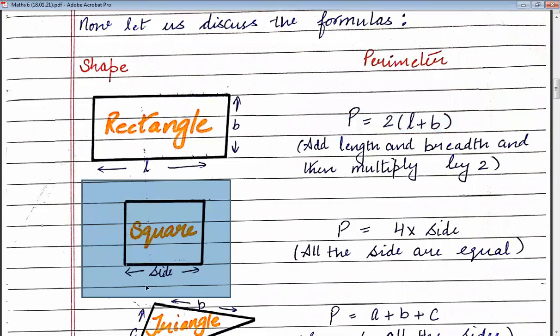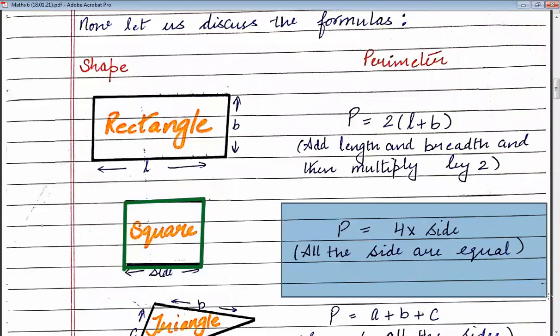Now children, you know that in a square, all the four sides are equal. All the sides are equal. So suppose if it is 4 centimeter, this is also 4 centimeter, this is also 4, and this is also 4. All the sides are equal. Okay, so now let's move on to the perimeter of a square.